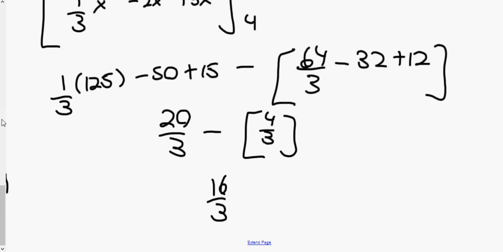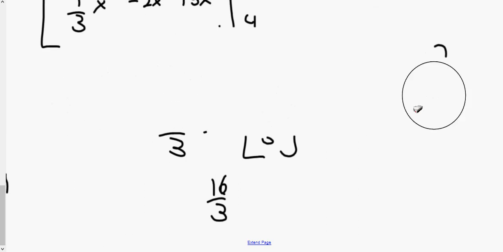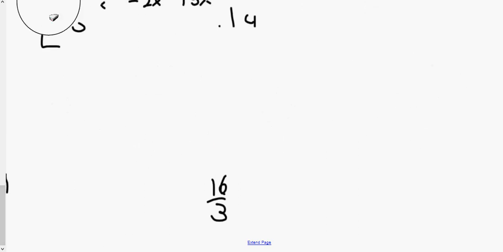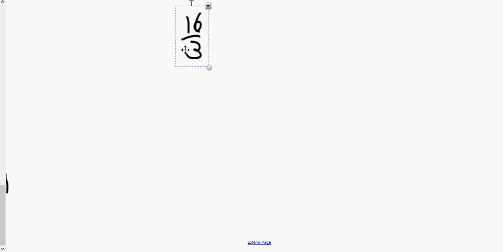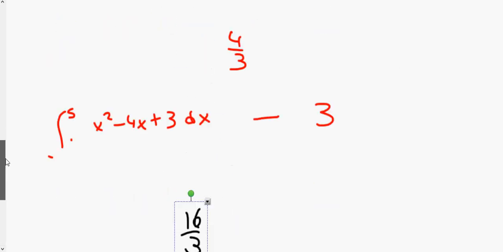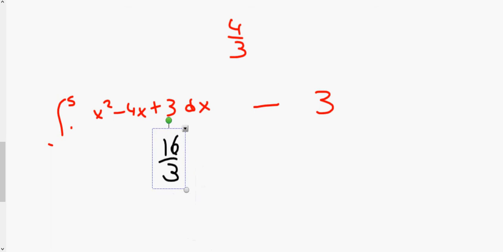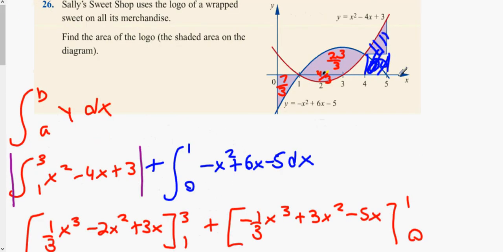Now, this 16 over 3 that we're talking about, we bring it all the way back up here. We have to take away 3 from it. Taking away 9 over 3 leaves us 7 over 3 for this part here.